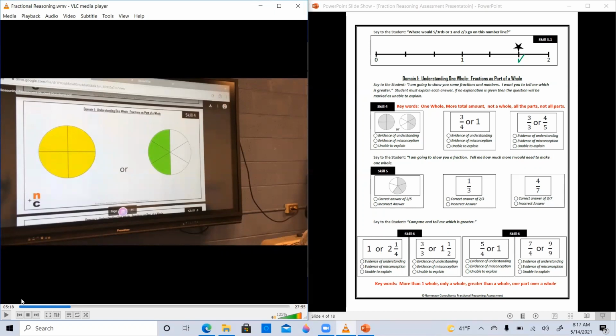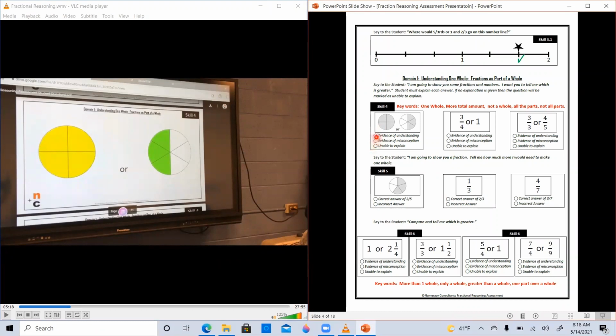And then take a look at the first visual, okay? And remember, for these, what you're looking for, because kids are really bad at explaining their thinking, are keywords such as one whole, more total amount, not a whole, all the parts were not there, all the parts were there, okay? And when you go through this part too, we're looking for, do they have evidence of understanding? Do they have evidence of a misconception? Or are they unable to explain?